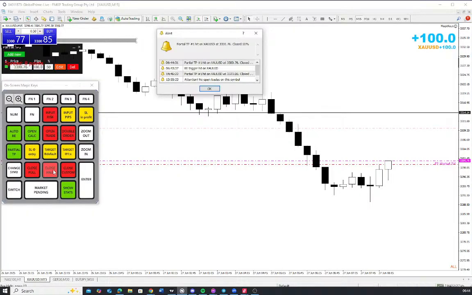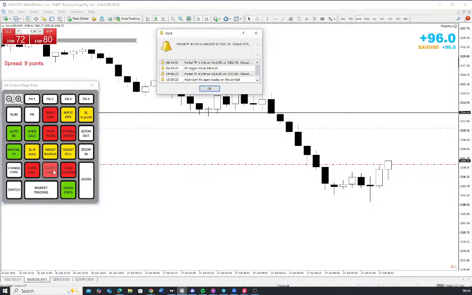Less than a pip. There we go. TP1 done. So now we can't lose anything. We've made money and we can't lose. Whatever happens, happens. TP1 on.